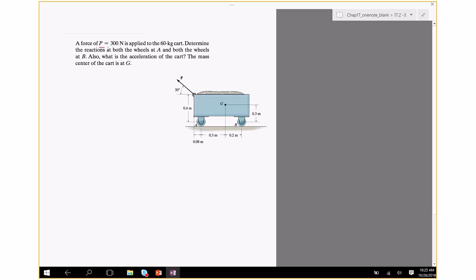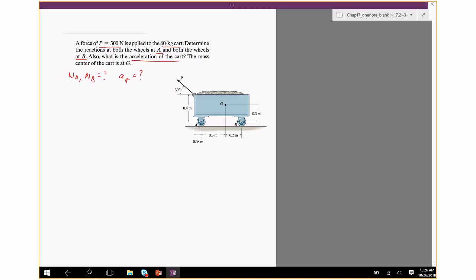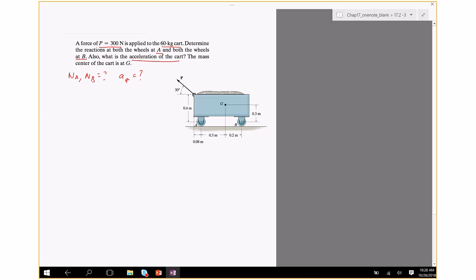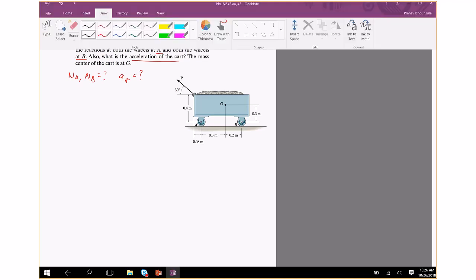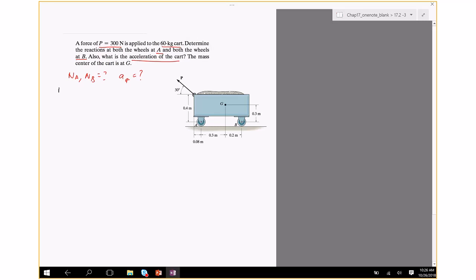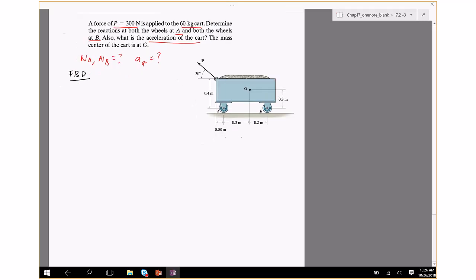A force P equals 300 newtons is applied to the 60 kilogram cart. Determine the reaction at both wheels at A and both wheels at B. So normal reaction at A, normal reaction at B, and the acceleration of the cart. Okay, let's start off with the free body diagram.